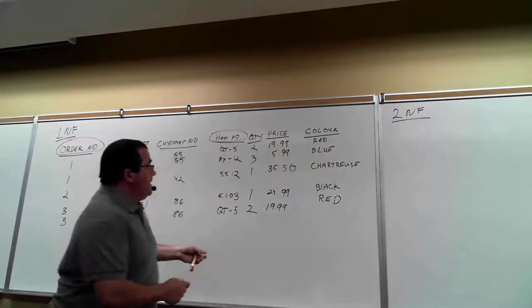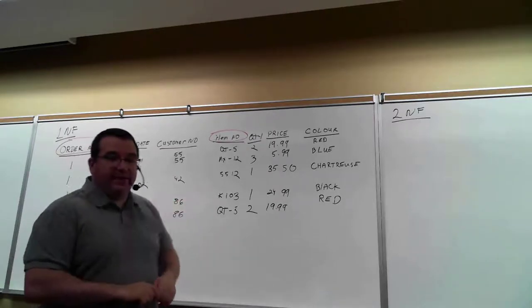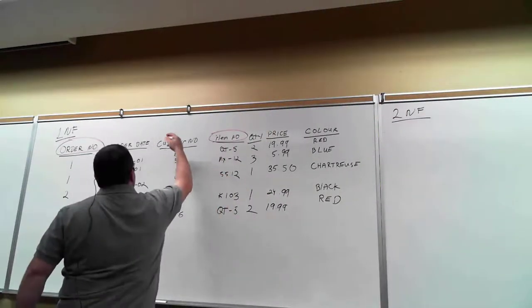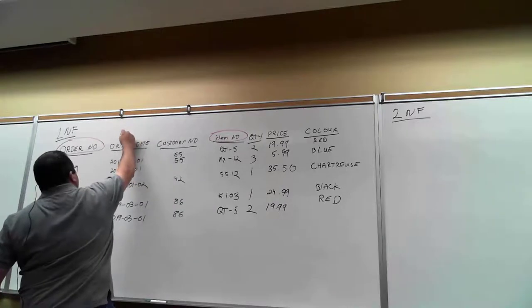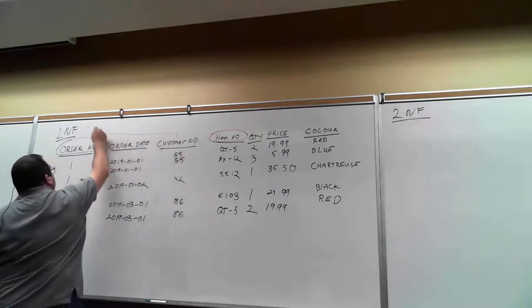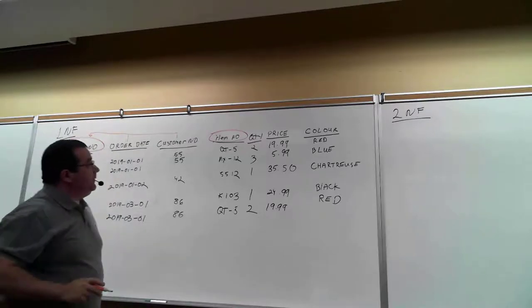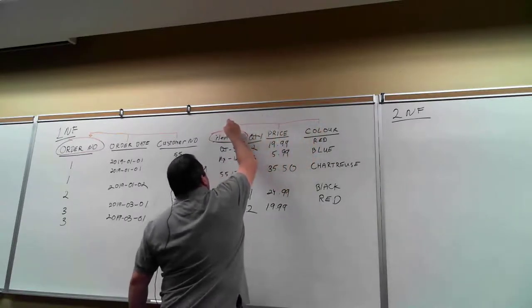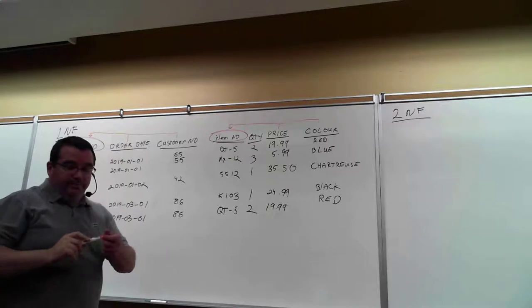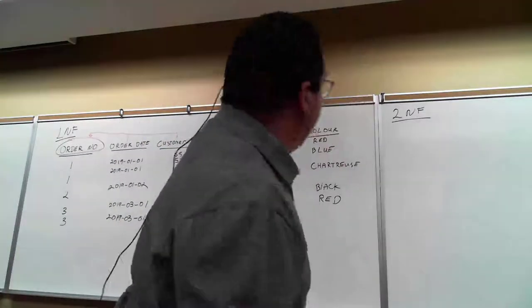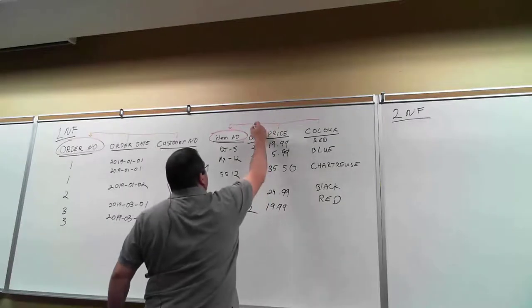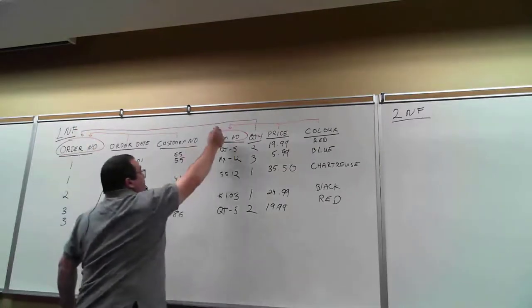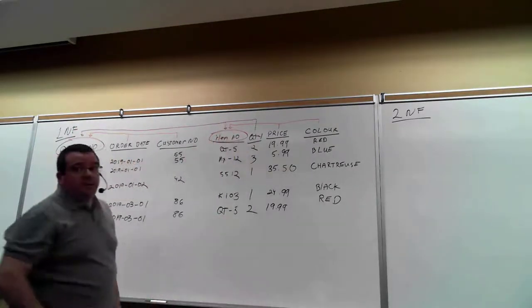And in this case, when we want to start identifying our dependencies, we know that the order date and the customer number are only dependent on the order number. The price and the color are dependent on the item number. And the quantity is dependent only on the primary key.